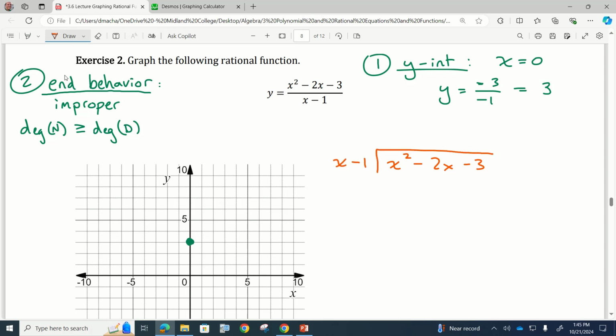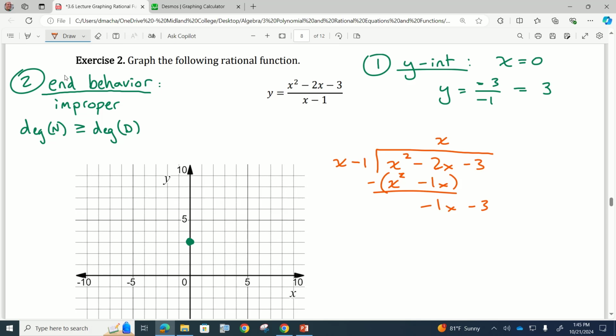And I say, what times x gives me x squared? X. X times x gives me x squared. X times negative 1 gives me negative 1x. And then I put down parentheses and I subtract. Negative 2 minus negative 1x is negative 1x. Bring down the negative 3.